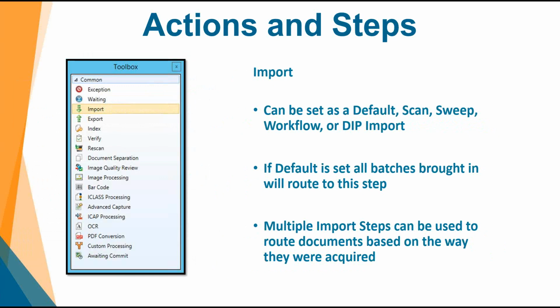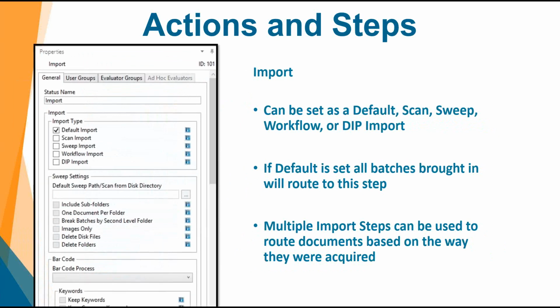So the import step, and this is always going to be the first step in your capture process. You can use multiple import steps to determine how documents will be routed based on how they were acquired. The default import will route everything into the scan queue regardless of how it was brought in. And you can see here in the sweep settings that we can even set a default directory. You can also assign any barcode process available within your database, which we executed at scan time. There are several more options within this import step, and I'll be getting into more detail on that once we do the demo here.